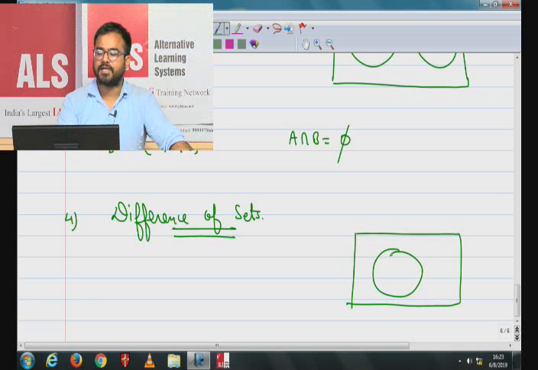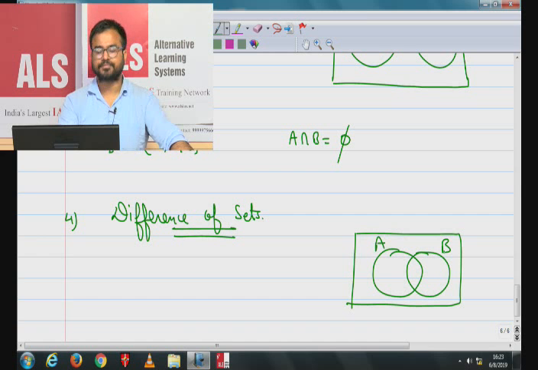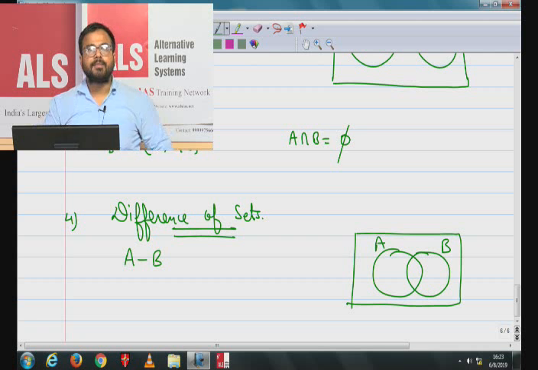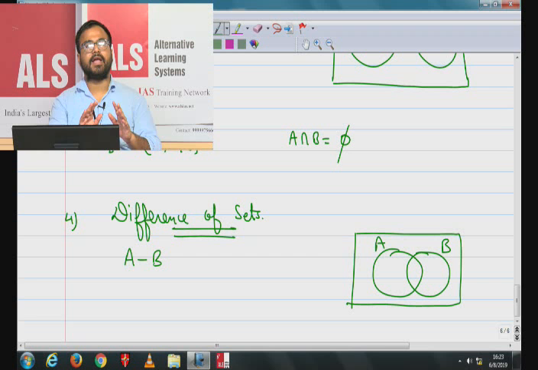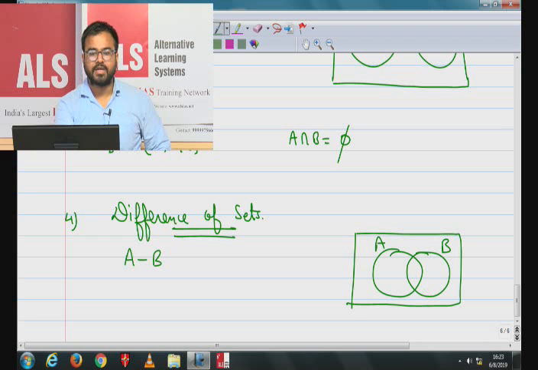Suppose there are two sets A and B, they are intersecting sets like this, and if I say A minus B, what do we mean by A minus B? A minus B means from the set A we have to remove all the elements which belong to set B. So in the diagram you can see this green one is the set A, only this common region is the element which is from set B in set A. So we have to remove this.